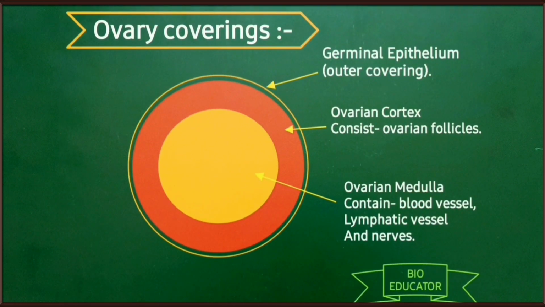Ovary coverings. Ovary has three coverings: germinal epithelium, which is the outer covering. The middle is the ovarian cortex, which consists of ovarian follicles, and the inner ovarian medulla containing blood vessels, lymphatic vessels and nerves.